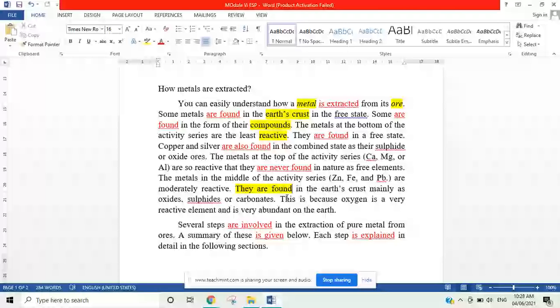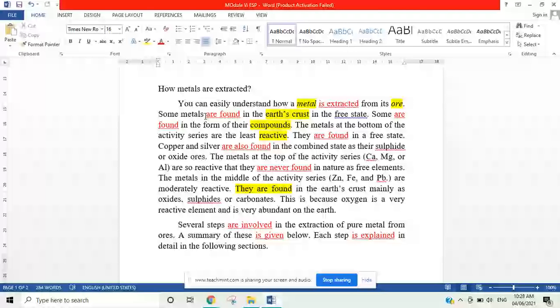See how a metal is extracted. Remember that passive voice is mostly used in science. So, is extracted from its ore. Some metals are found in the earth's crust. Here we have to focus on the construction of the sentence, that is, some metals are found. So passive construction is used: are found in the earth's crust.